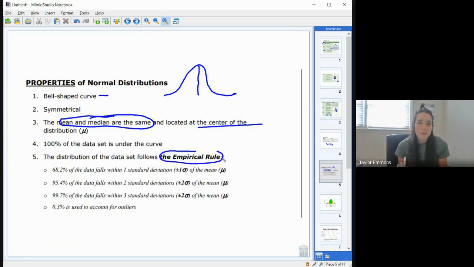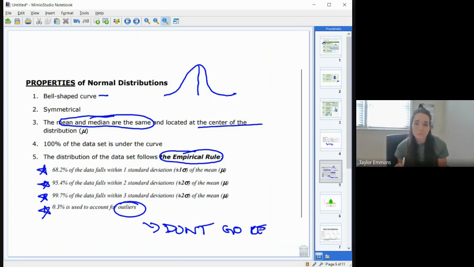Now, we use something called the empirical rule to help us. So these are things that you kind of have to have memorized. I personally memorize it just to make it a little bit easier, but these 4 little bullet points are important. So it says 68.2% of the data falls within 1 standard deviation of the mean. 95.4% of the data falls within 2 standard deviations, and 99.7% falls within 3 standard deviations, and 0.3% is used to account for outliers. Outliers are numbers that don't go with the rest of the terms. Okay. Any questions over this so far?